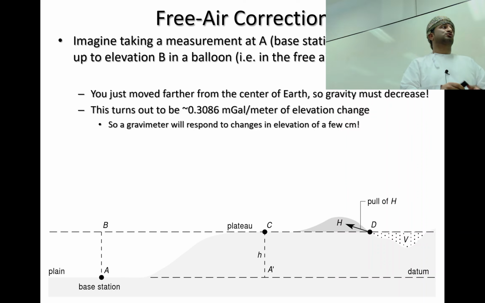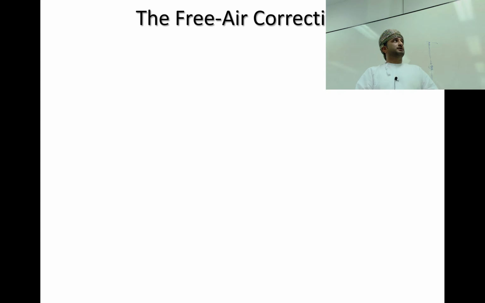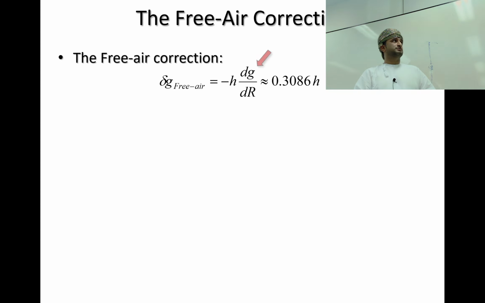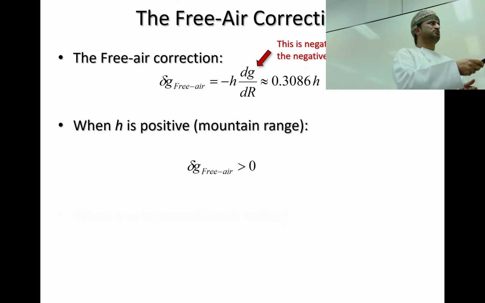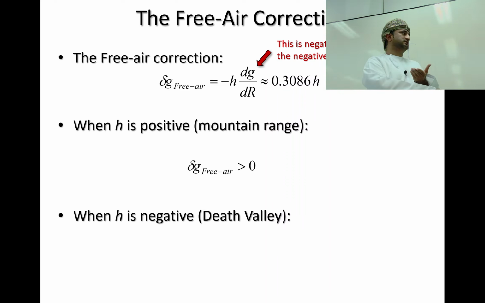That's one correction. This is the correction we call free air correction. Easy, simple. You don't need to know more. So it's positive if H is positive, greater than 0, if you are above the reference point. If you are below the reference point, it's negative. You need to subtract it.